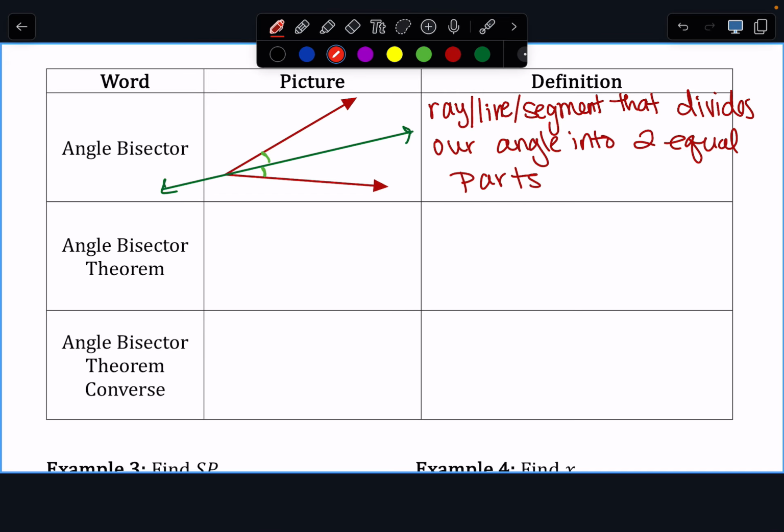Okay. A line, segment, or ray that's splitting our angle into 2 equal parts. Okay? So just like with a perpendicular bisector, we have a theorem about the angle bisector.